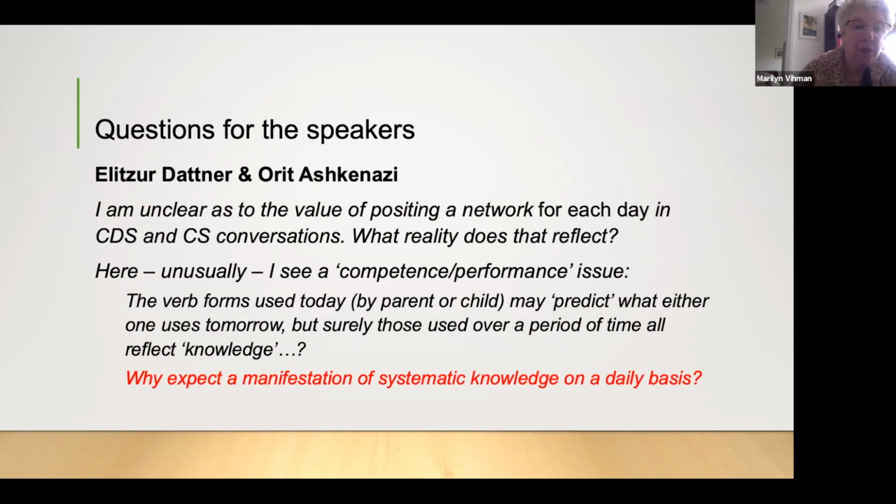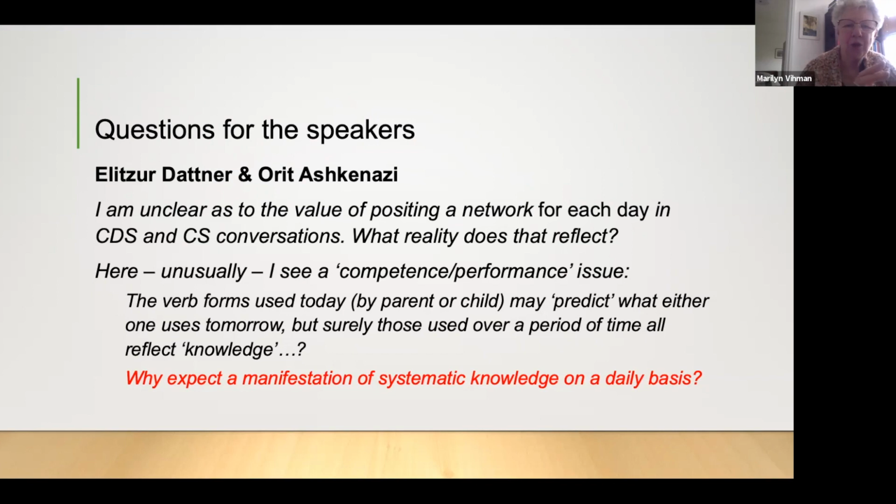And then for both Elitsur Daphner and Orit Ashkenazi, my question is, I'm not sure why they are interested in positing a network for each day in their conversations between parents and children. What kind of reality does that reflect? So they talk about the network predicting what will be in the next network, or influencing the children's network, influencing the parents' network on the next day.